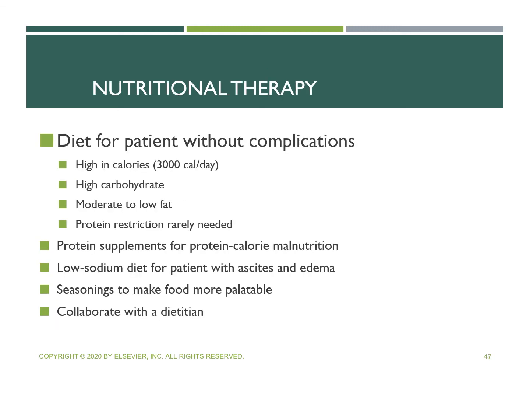So for a patient that did not have any of the complications, you would want a high-calorie diet, high carbohydrate, moderate to low fat, and the protein restriction would rarely be needed. That would only be used for the patients with hepatic encephalopathy. You might want to look at protein supplements, a low-sodium diet if the patient did have some ascites or edema, and collaborate with a dietitian. That could always be helpful.